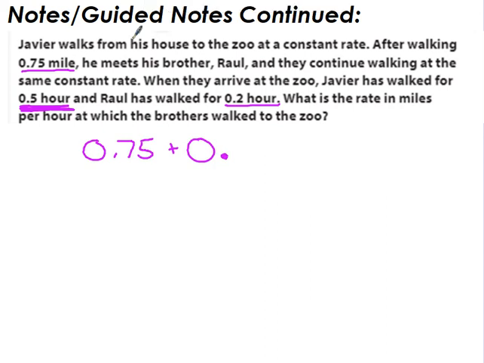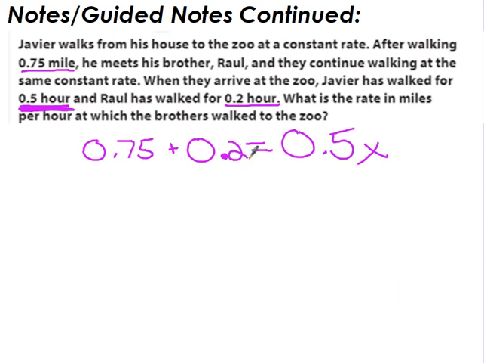So, if I just look at how far Javier walked, I'm going to go back a little bit. If I looked at just where Javier walked a total of half an hour, that was his total amount of distance he walked. So he walked half an hour, and we don't know his rate or his speed. So I would multiply the amount of time he walked by his speed, and that would tell me how far he went. Okay, so this is all for Javier.